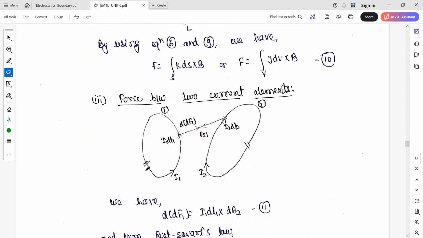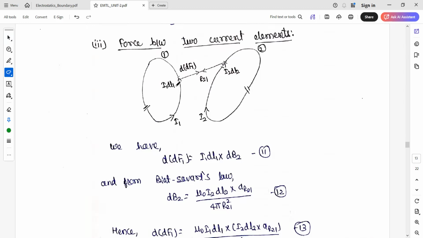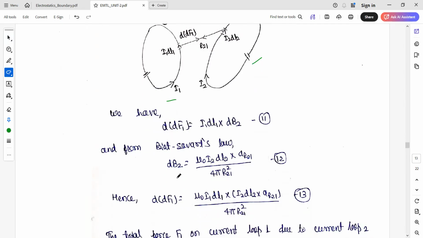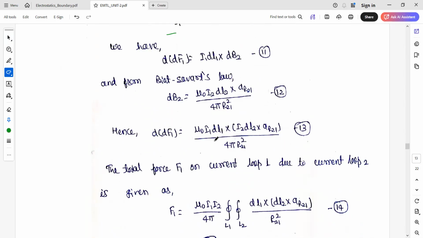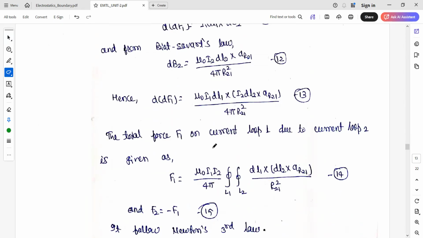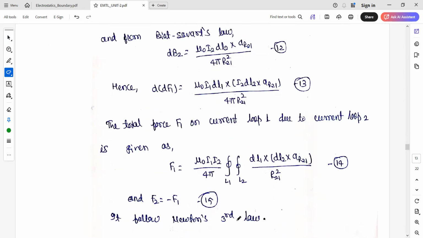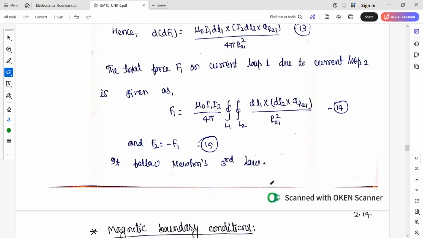If you have force between two current elements, here we have taken differential part I1 dl1 and here I2 dl2, and you see the direction of the current here is important. Then we have dF1 equal to I1 dl1 cross B2. So by using the Biot-Savart's law, we can write the flux density, B equal to mu H. So you have all the H values. Then substitute both values here. Okay, and for the total force we have two line integrals over L1 and L2.